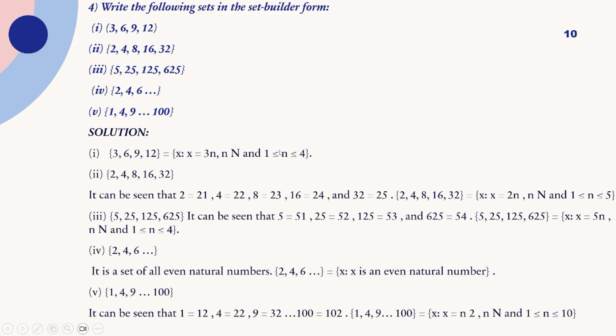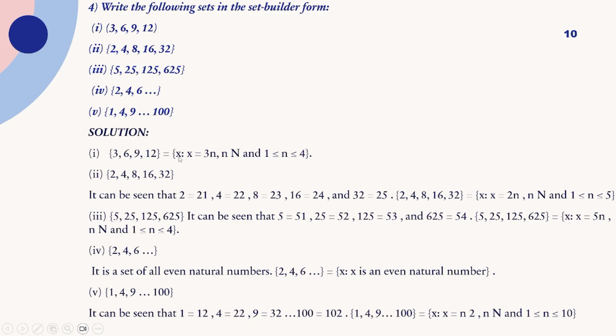So now we can write that n is less than or equal to 4, because 3 fours are 12 and it ends at 12. And n is greater than or equal to 1, because 3 into 1 is 3. So we write n is greater than or equal to 1 but less than or equal to 4. Why? Because it ends at 12 and 12 divided by 3 gives you 4. So this is the set builder form of the question.